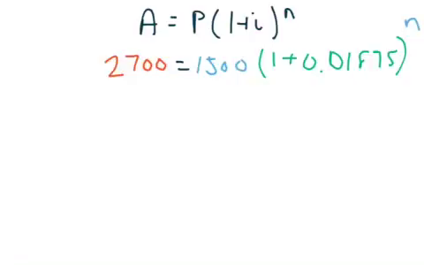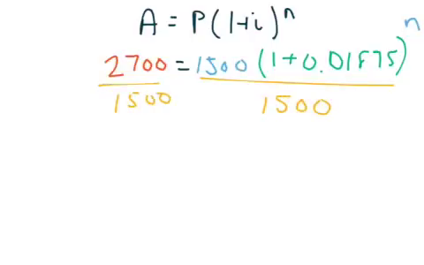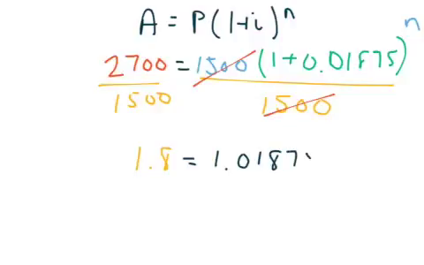Our first step in this case is going to be to divide both sides by $1,500. That's not going to give us the nicest number ever, but 2,700 divided by 1,500 is 1.8. That cancels those two parts and leaves us with 1.8 equals 1.01875 to the nth power.